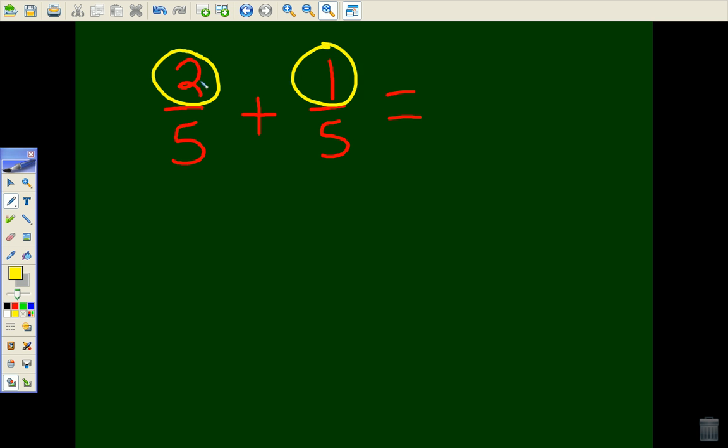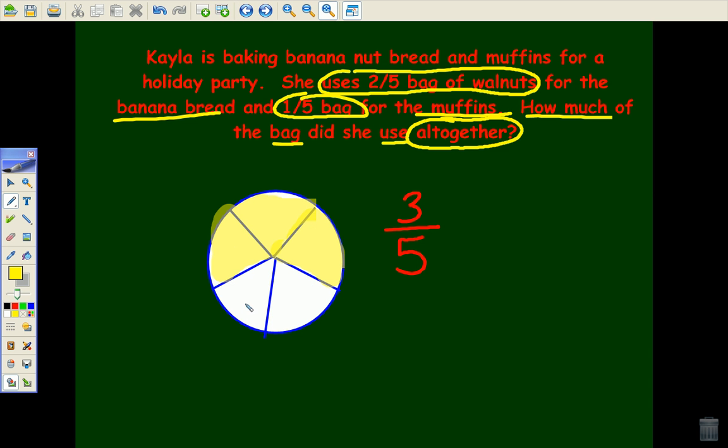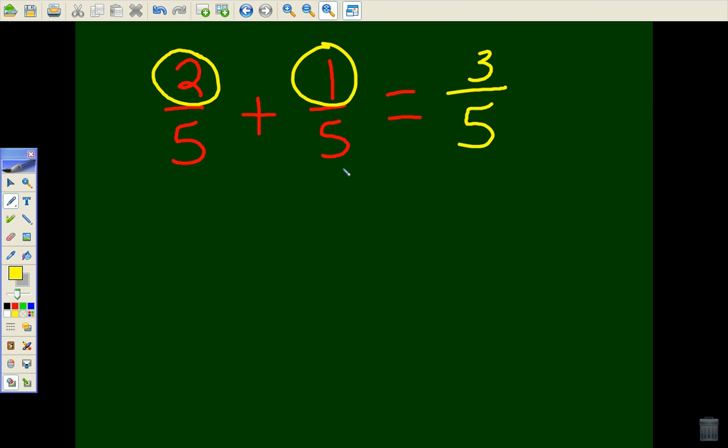So we knew that she used 2/5 on the banana bread and 1/5 on the muffins, and we know we're adding them together because we want to get the total. We don't have the total already. All you do is add your numerators. 2 plus 1 is 3. And the bag was cut into fifths. I do not add my denominators. I just keep it the same because you saw in that visual nothing changed. I didn't turn these into tenths. They stayed fifths. So my denominator is going to stay the same if I have a common denominator.